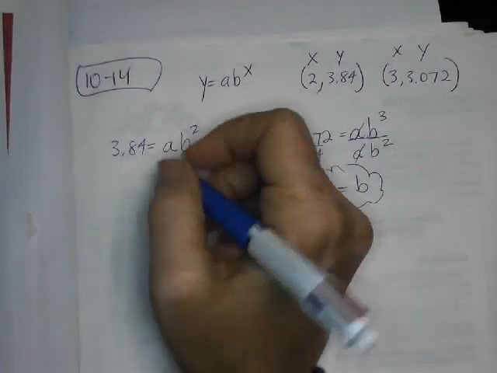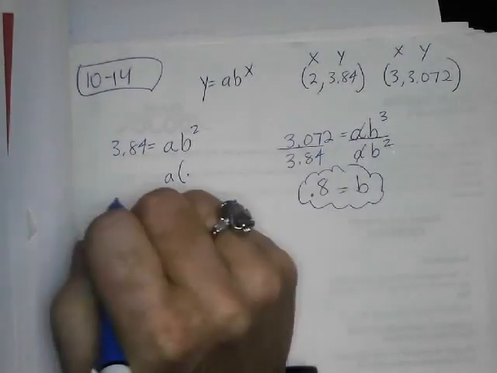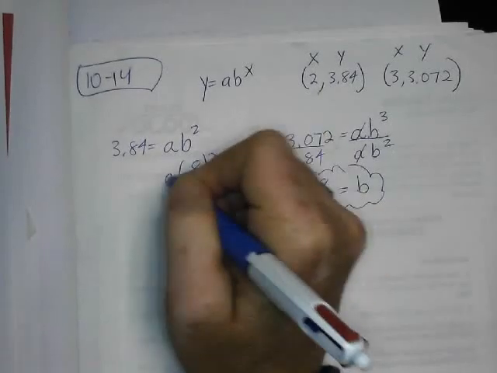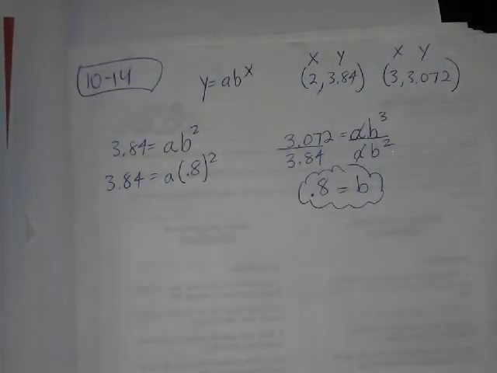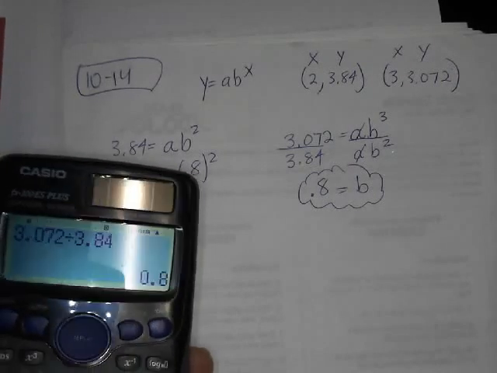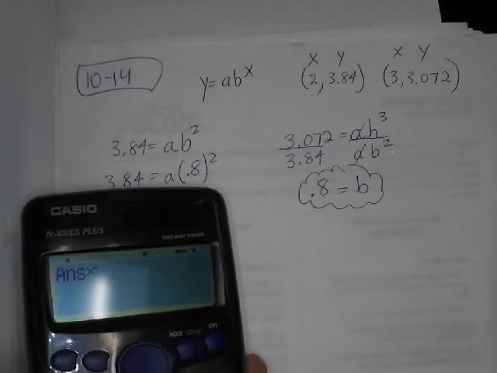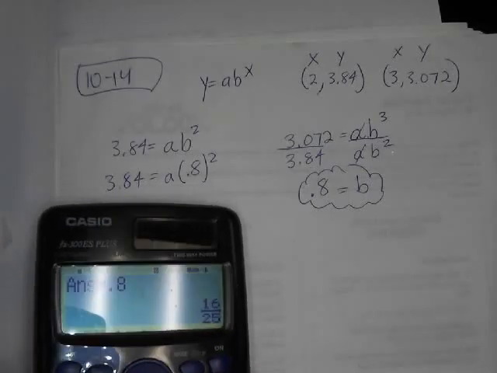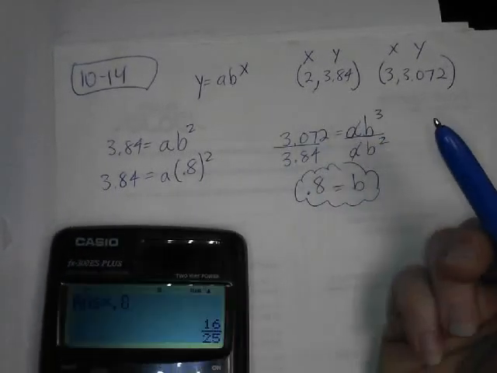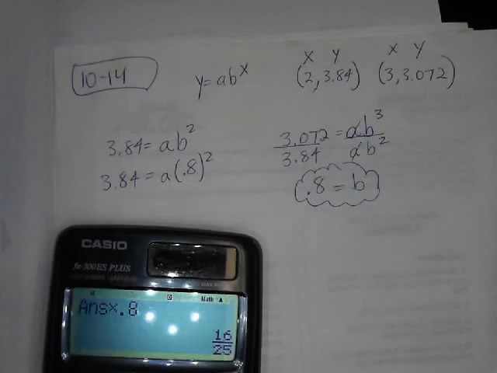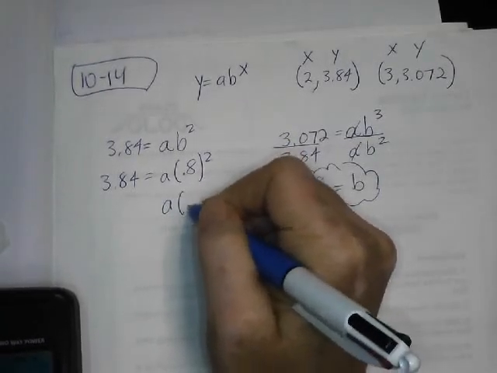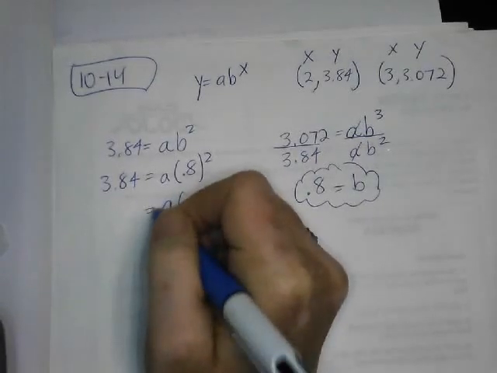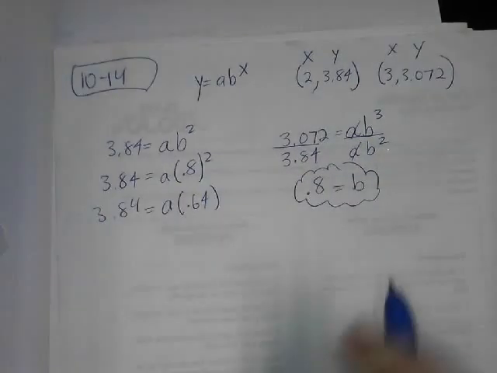So I'm going to put it in right here, A, and then 0.8 squared. There's lots of ways you can do it. If you think of a different way that makes more sense, you can do it that way, but this seems pretty simple to me. So if I square 0.8, then I'm going to get 0.64. That kind of makes sense. A times 0.64, and that's equal to 3.84.